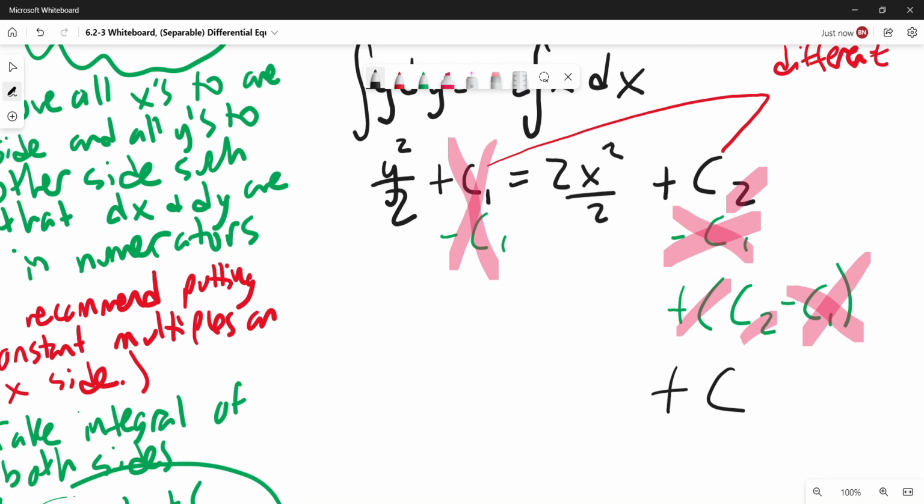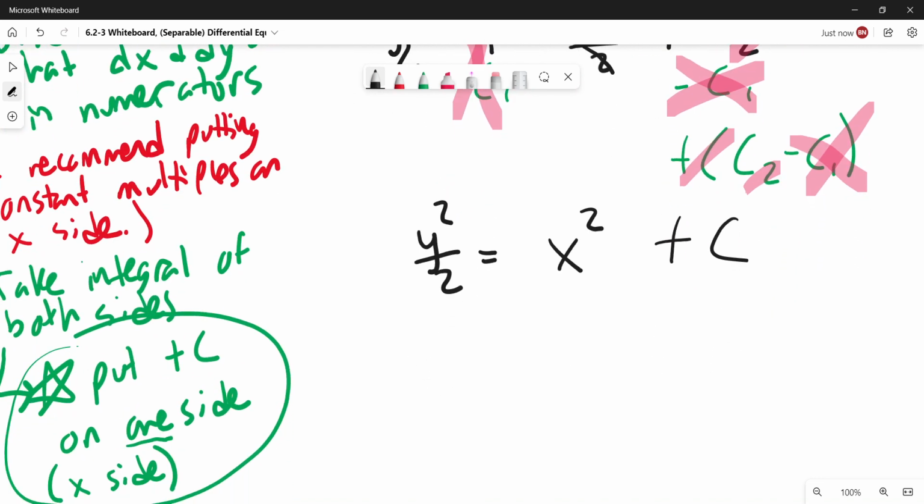Okay. Now these 2's cancel. So we have y squared over 2 equals x squared plus c.